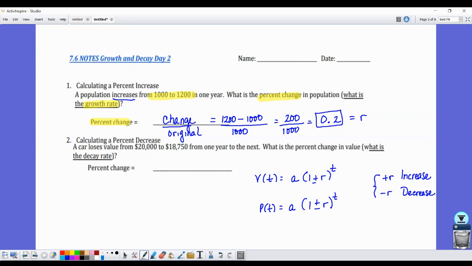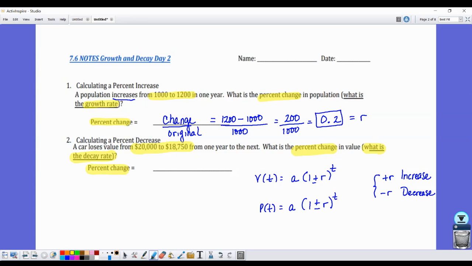We can do the same thing when we're talking about decrease. Remember, all we're doing here is just calculating the rate. Okay, calculating a percent decrease. In this problem, a car loses its value from $20,000 to $18,750 from one year to the next. What is the percent change? When we see percent change, we're really asking what is the growth or what is the decay rate?